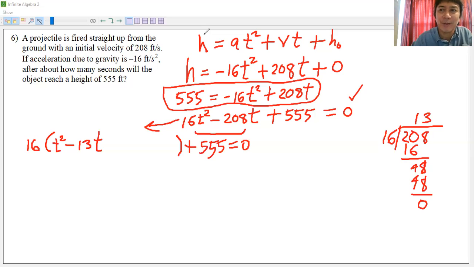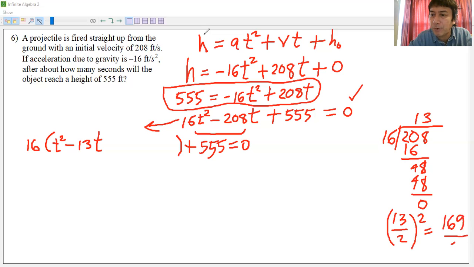Okay, and that came from something like 13, the middle number beside the first degree, divided by 2, and then the result is to be squared. Remember, that's the way to do completing the square. And this will be 169 over 4 there. Okay, so we're going to add here now 169 over 4. Also, we're going to subtract.